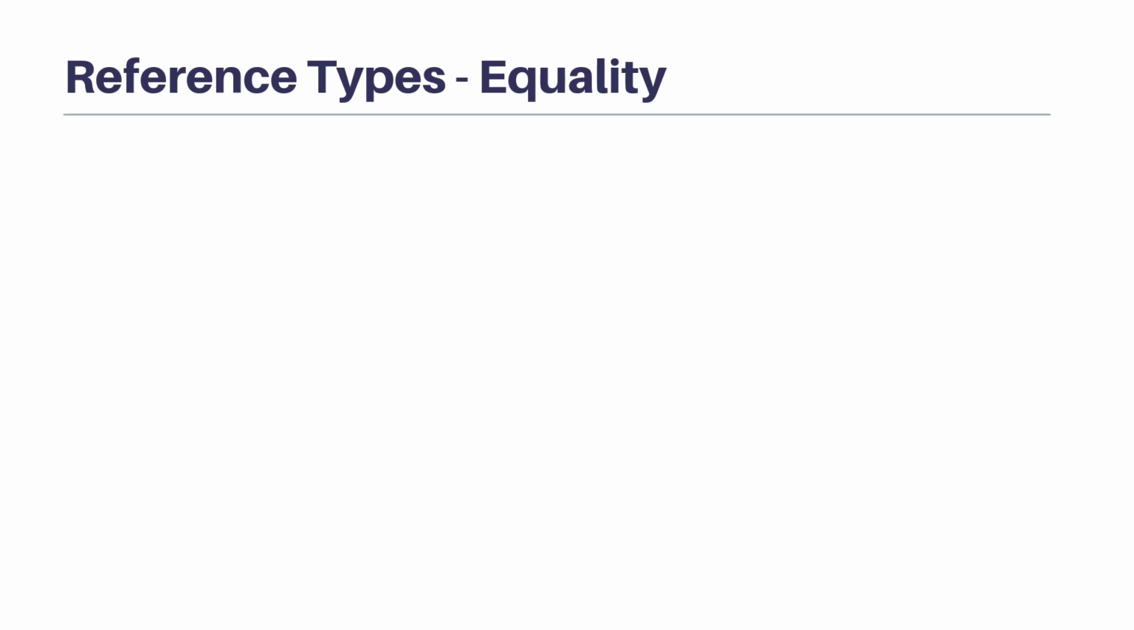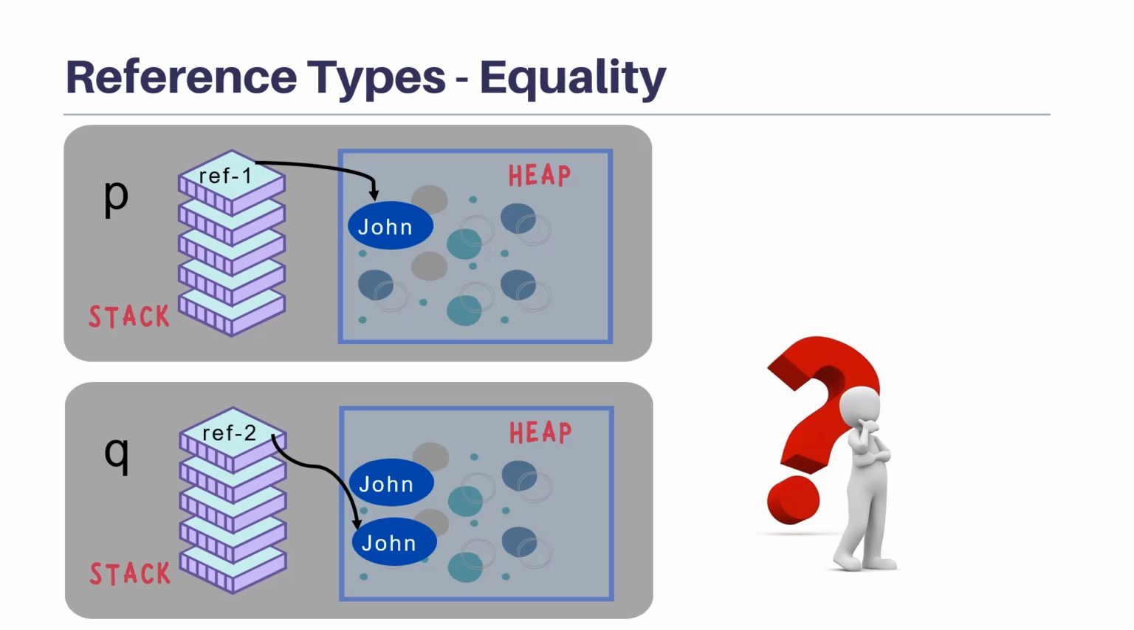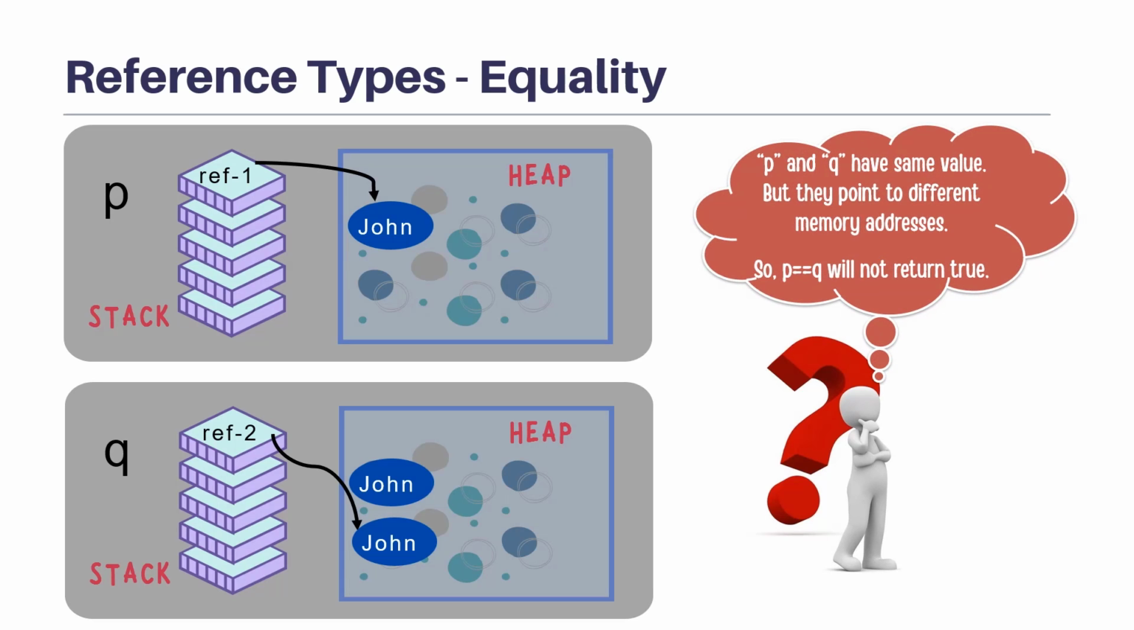So let's take an example. Let's say there are two objects P and Q. Both are of the same reference type and both of them contain the same value as shown in the picture. And now if we use the equality operator to check if P and Q are equal, the comparison would return false. Why? Because by default the double equal to sign compares the references for reference types, and as P and Q are pointing to different memory locations, the equality check would return false.